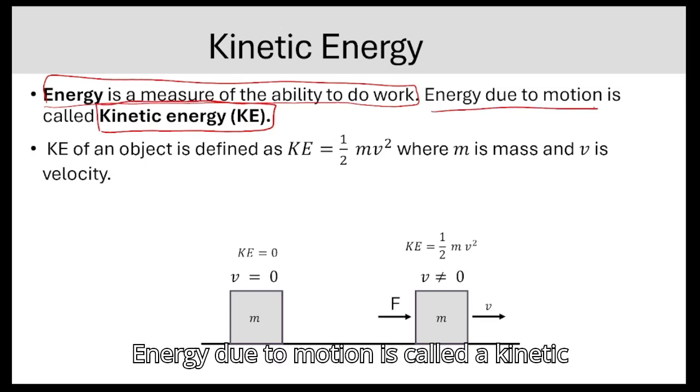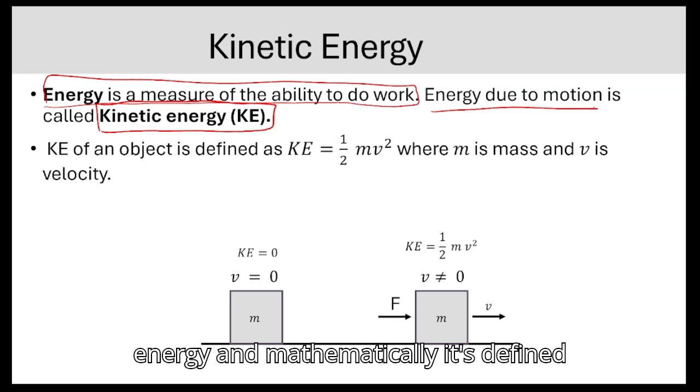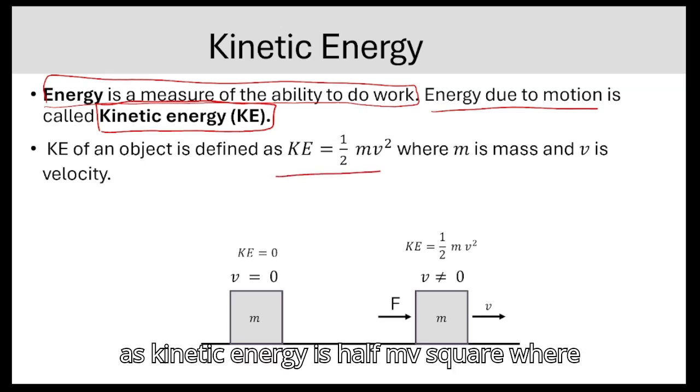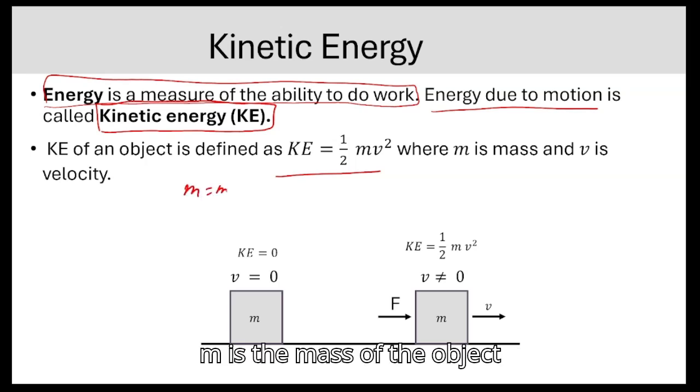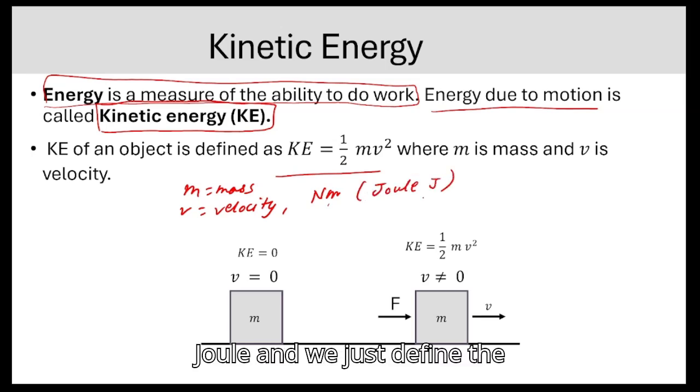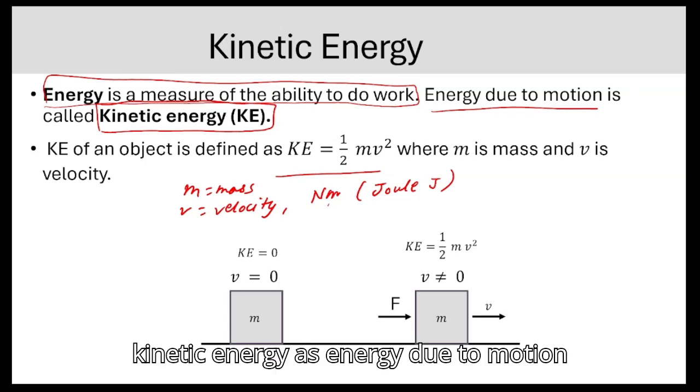Energy due to motion is called kinetic energy, and mathematically it's defined as kinetic energy is half m v squared, where m is the mass of the object, v is the velocity, and the unit of energy is also Newton meter or joule.